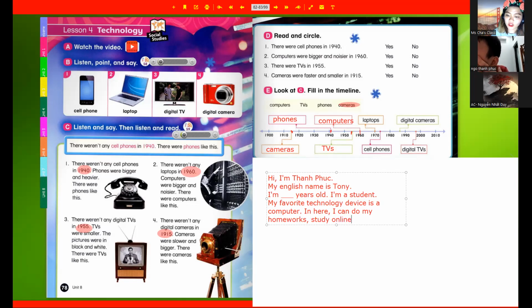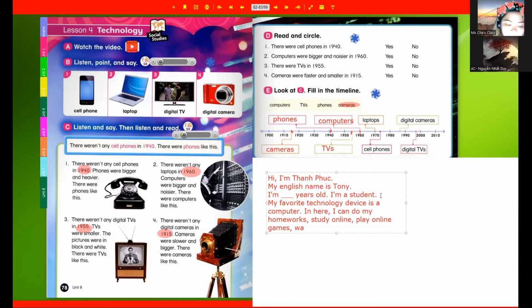What else? What can you do with your computer? Play online games. What else? Oh, Phuc, why?